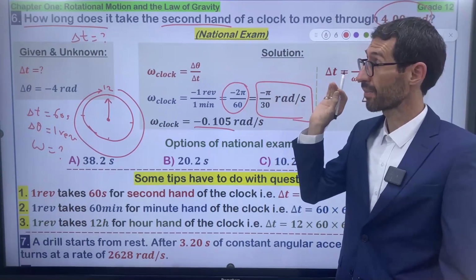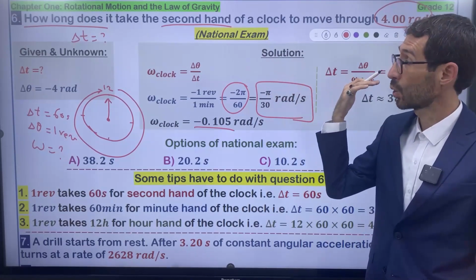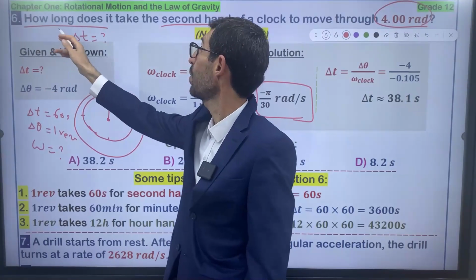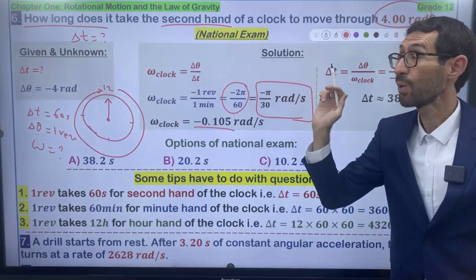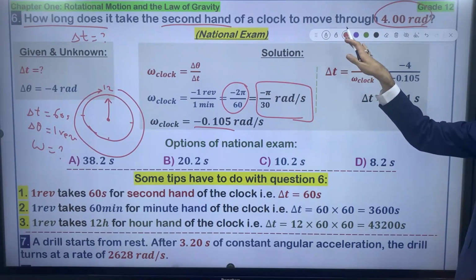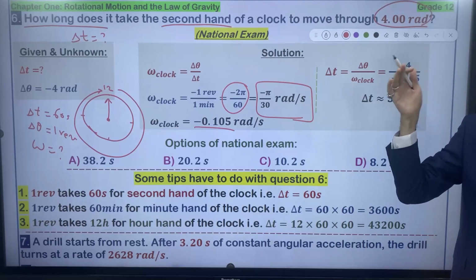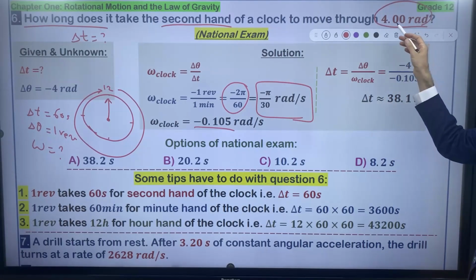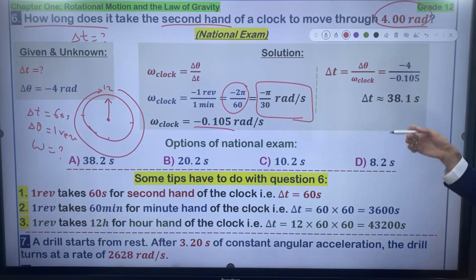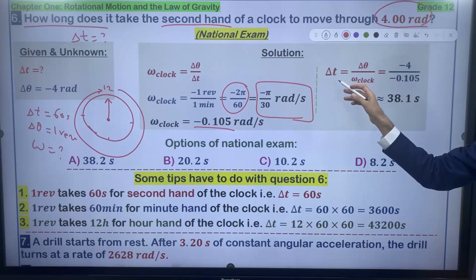Right now, let me come back to the given of the question, and the unknown. It says, find the delta t. How long does it take for the second hand of the clock to travel 4 rad? So we have 4 rad. This is delta theta. We look for delta t.